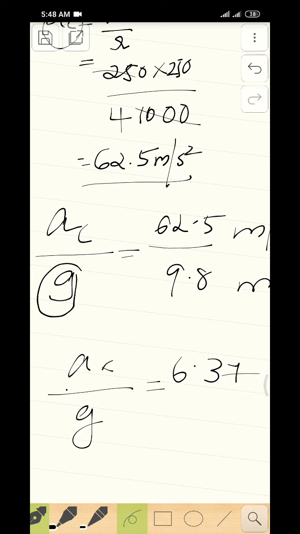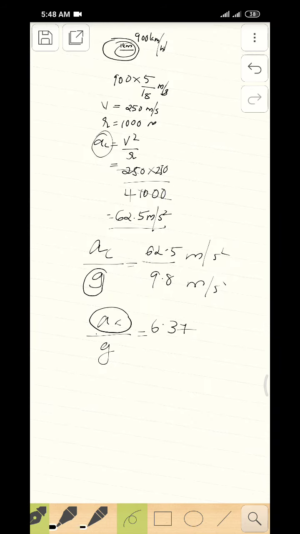So we can say the centripetal acceleration due to the motion of the aircraft was 6.37 times greater than the acceleration due to gravity. That will be your result. I think it is clear for you.